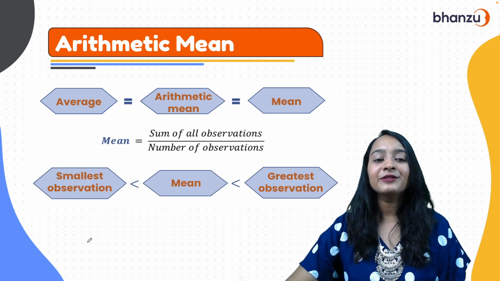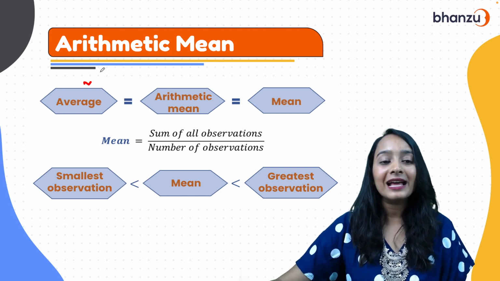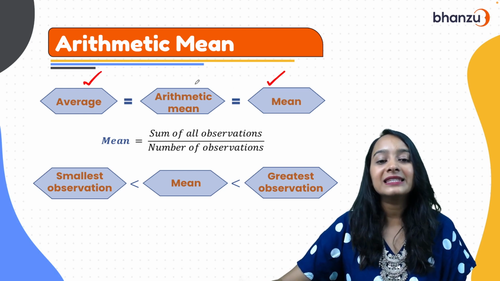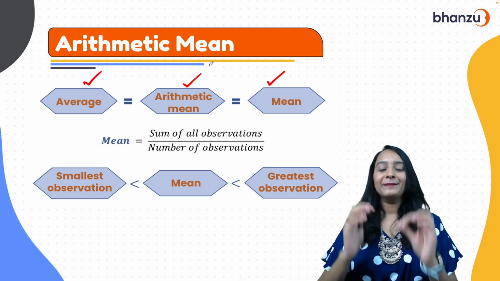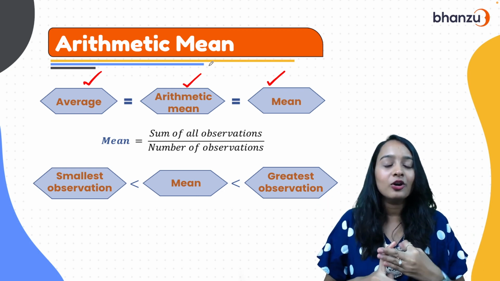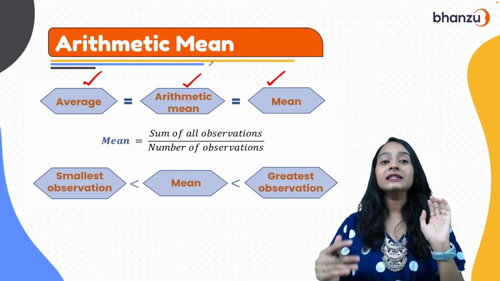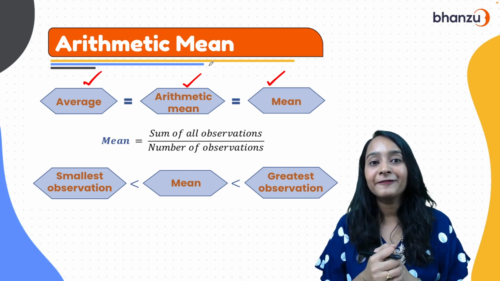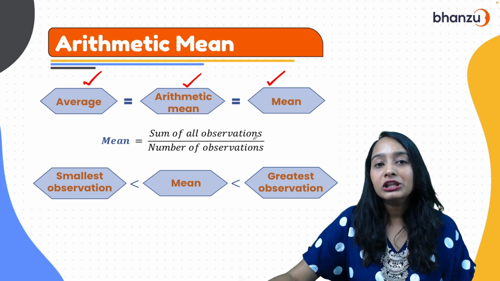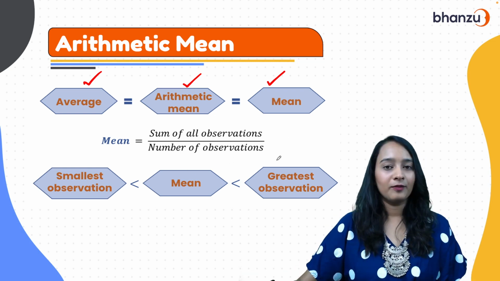So starting off with the first one, arithmetic mean. It can also be called average, or just mean. All of them mean the same thing. Average, arithmetic mean, just mean. All of them have the same meaning, right? So now what is the formula for mean? Sum of all the observations divided by the total number of observations.